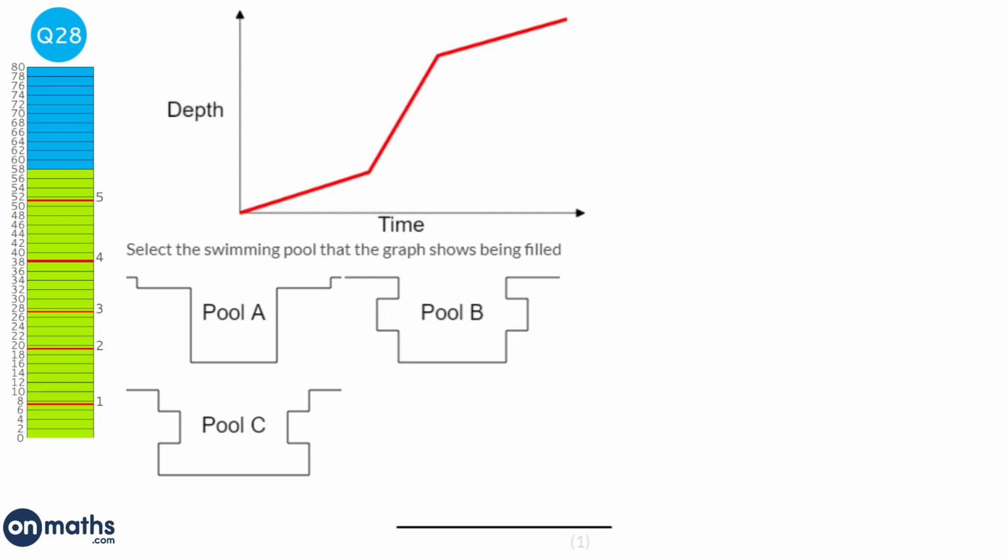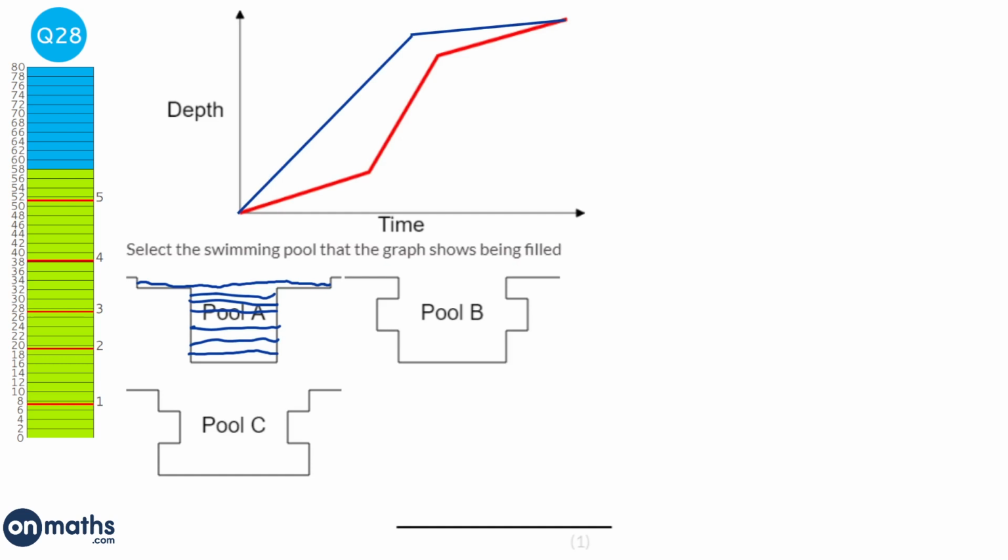So with each of these pools, try and imagine it being filled. So pool A, first of all, we've got water coming into it, and it's actually going to go quite quickly initially, and then it will hit a point at the end where actually it will go really quite slowly because it's a wider pool. So we would imagine that the graph for pool A would go quite quickly at the start, and then at the end it would go much slower. And the red graph doesn't really describe that at all.